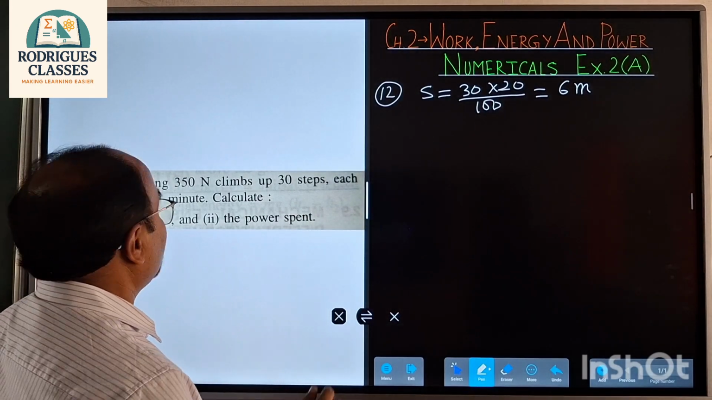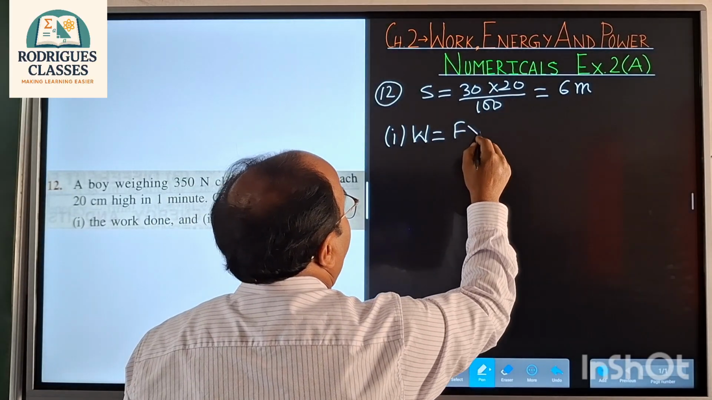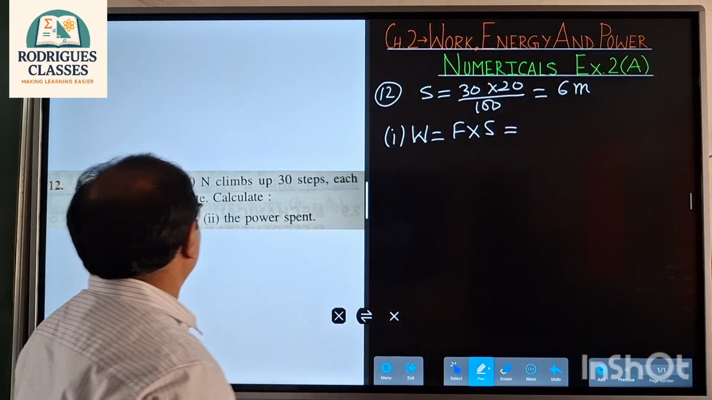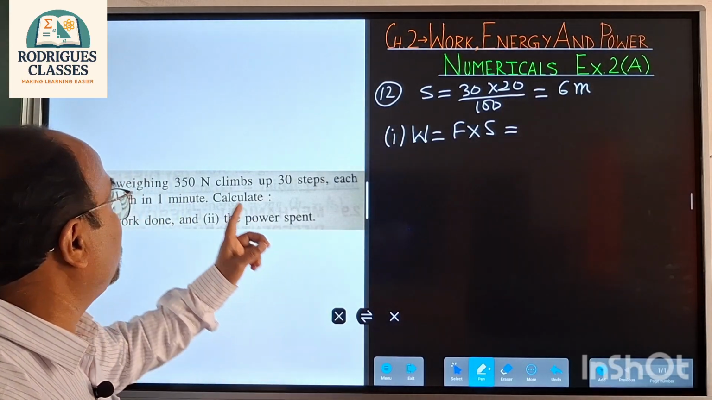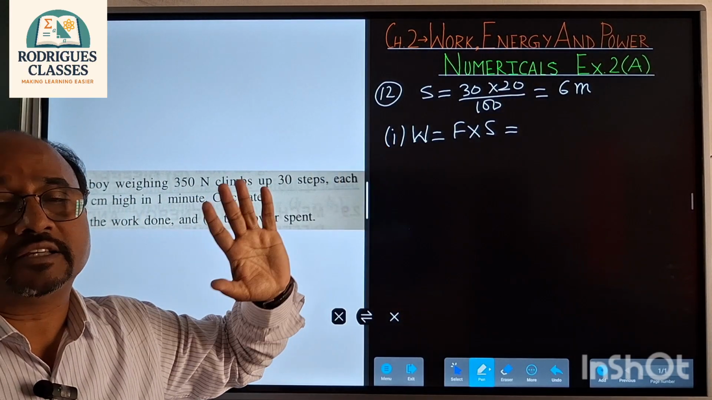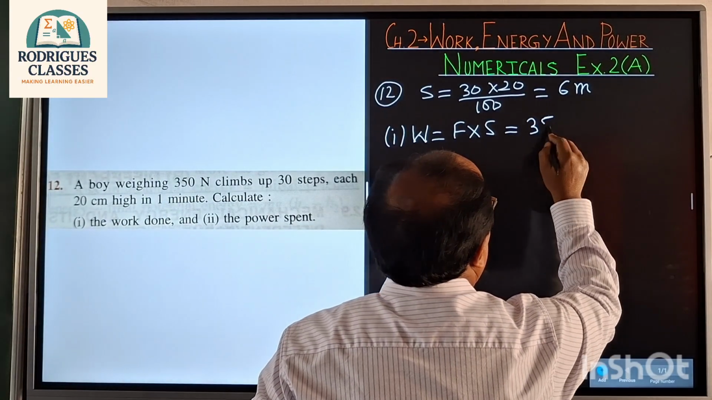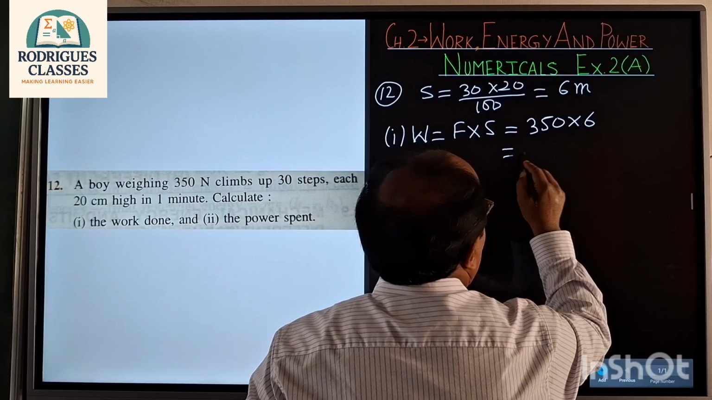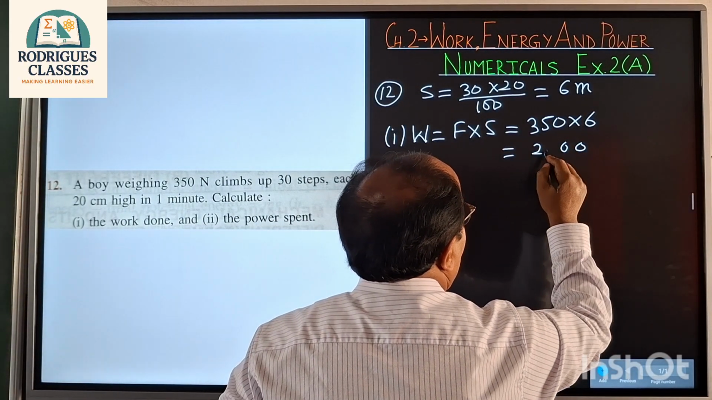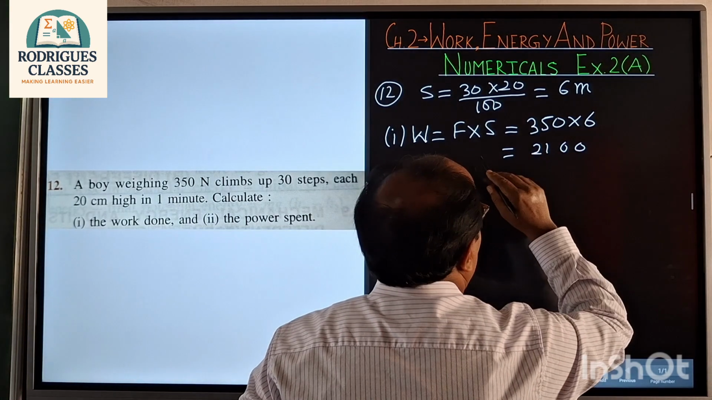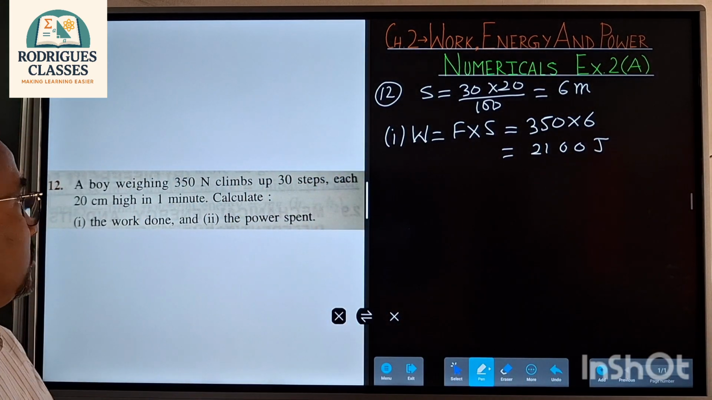So now I can find the first part. Work done is equal to force into displacement. He is climbing up, so we could have taken it as work done due to the force of gravity, but because the force is directly given there, I have applied this instead of mgh. So here it is 350 into 6. 6 5s are 30, 0; 6 3s are 18, and 3 gives 2100. We are finding the work done, so the unit will be joule. So 2100 joule is the work done.